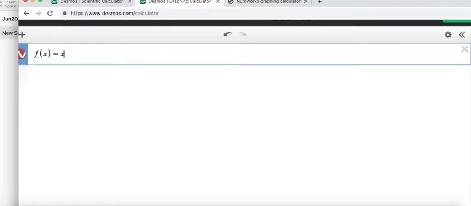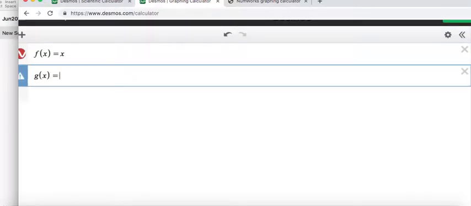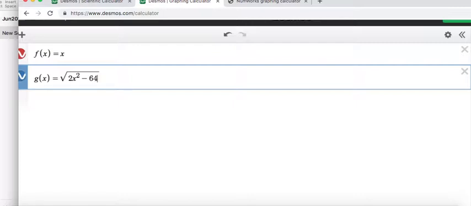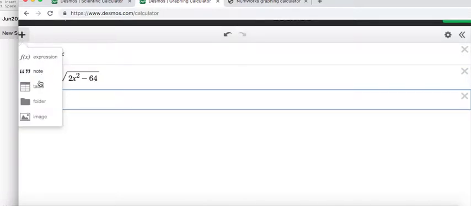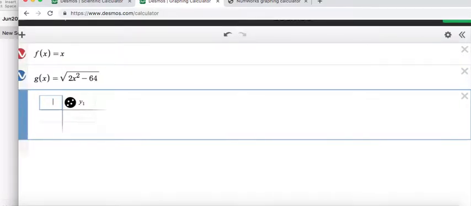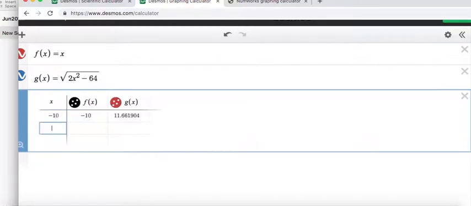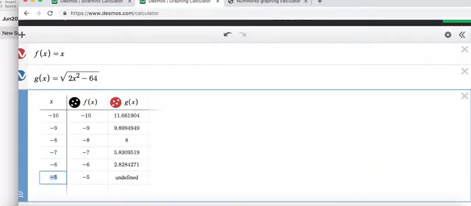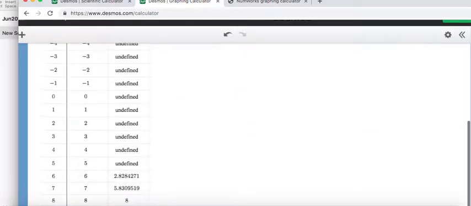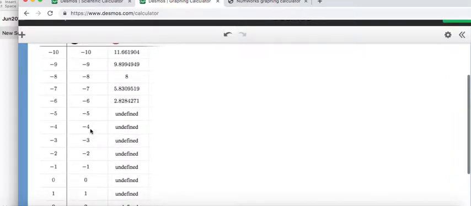Okay, and I'm just going to use the table again. So f of x is just equal to x. G of x is equal to the square root of 2x squared minus 64. And I want a table with x, f of x, g of x, right? And let's just generate a table from negative 10 to 10. All right, and that'll cover everything.